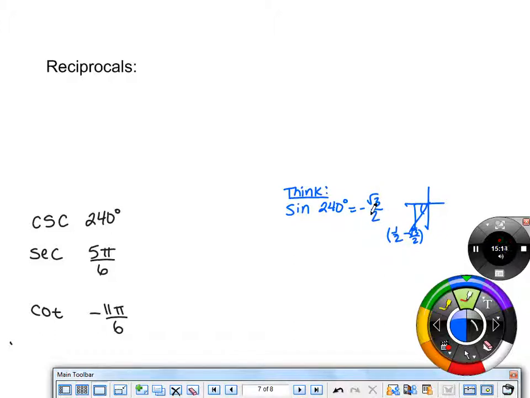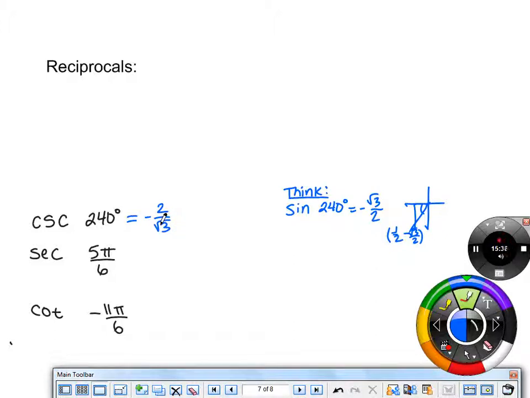Okay? So that's what my brain goes through at different speeds depending on how long it's been since I did trig and stuff like this. But that's generally what my brain goes through each time. So I have what the sine of 240 is. The next thing I'm going to do is get the cosecant. To get the cosecant, I basically take the reciprocal.